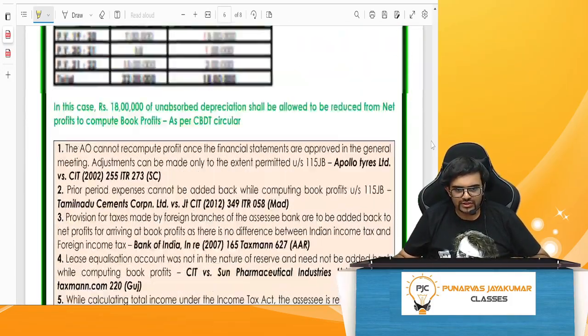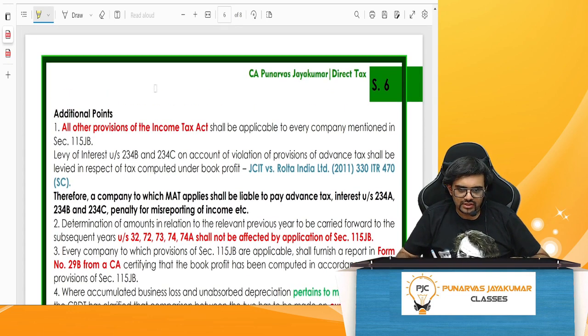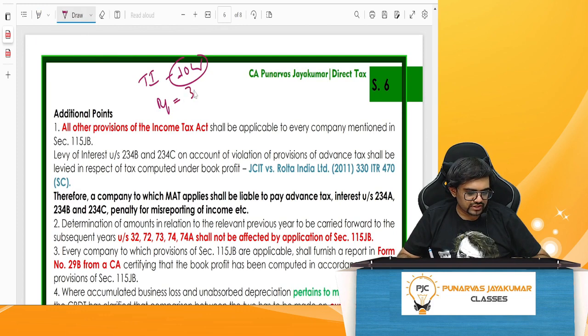Some additional points here. Page S6. All other provisions of income tax shall be applicable to every company mentioned in 115JB. So earlier, there was total income of, let's say, 10 crore loss, and book profit of 3 crores. Since they used the word notwithstanding, they said no carry forward, nothing will apply. Tax should be paid on 3 crore, but no carry forward will apply.